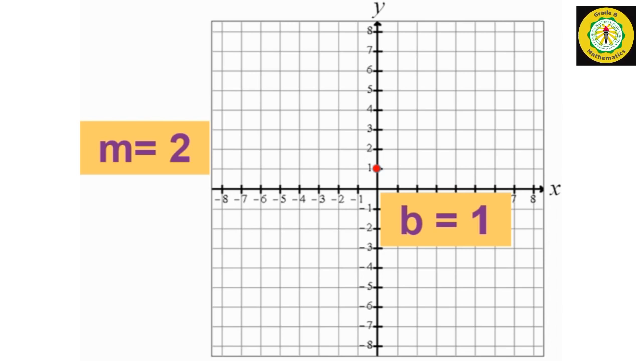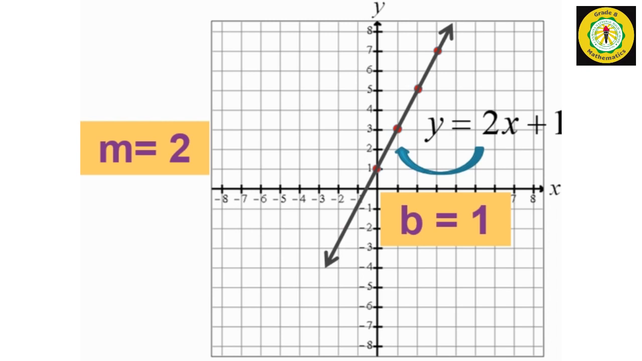Remember class, slope is rise over run. So the rise here is 2 and the run is 1. Let's repeat the counting: the rise is 2 and the run is 1. And then graph. So the equation of the line is y equals 2x plus 1.